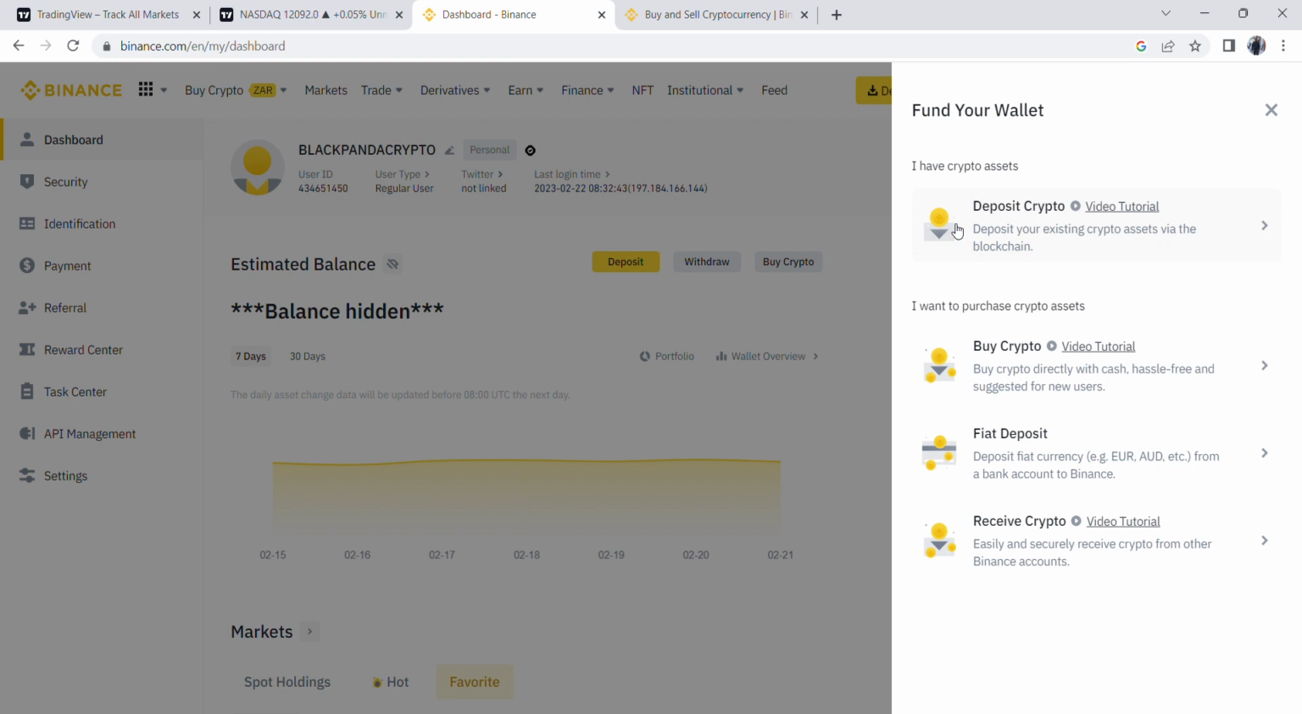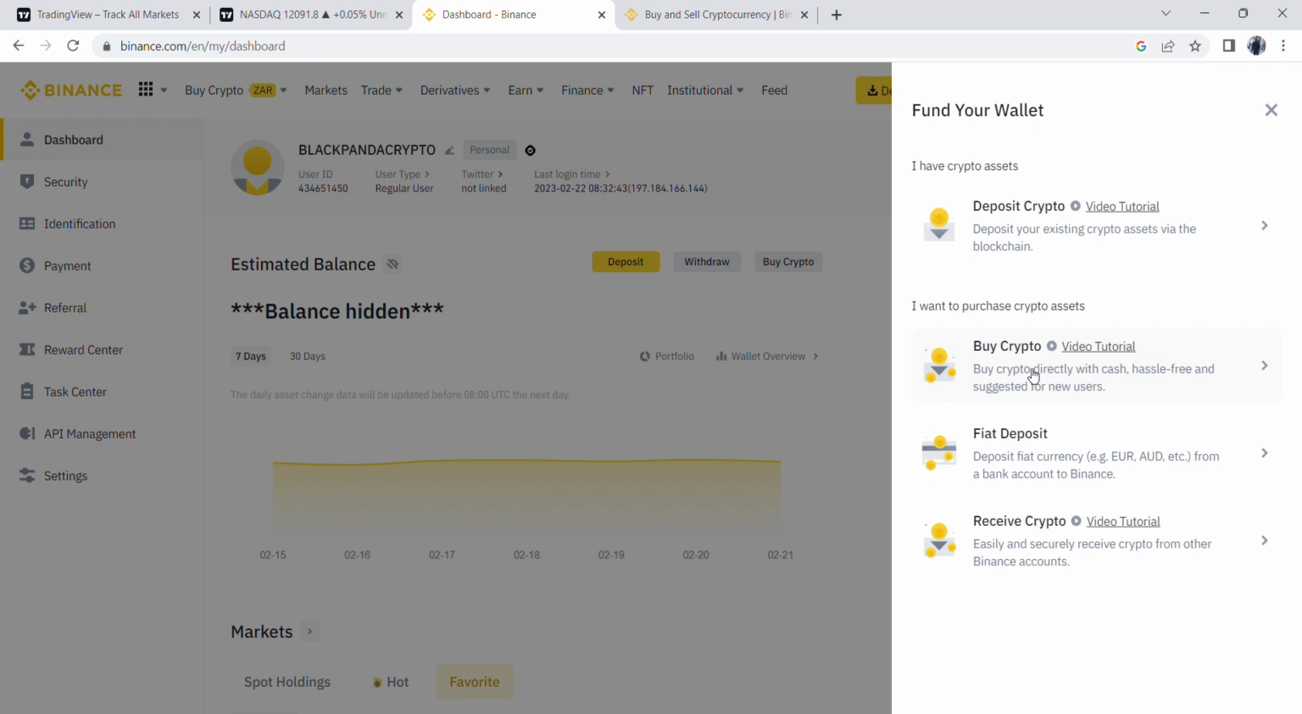Fund your wallet. I have crypto assets. Deposit crypto. They show you exactly. There's a video tutorial here showing you exactly how to deposit your crypto from another exchange to your Binance. And then, I want to purchase crypto assets. If you don't have any crypto assets or you never had an exchange before, you're going to have to buy using your fiat, your rands, your dollars, your pounds, whatever you're going to be using. With that, there's also a video tutorial on how to do that specifically.